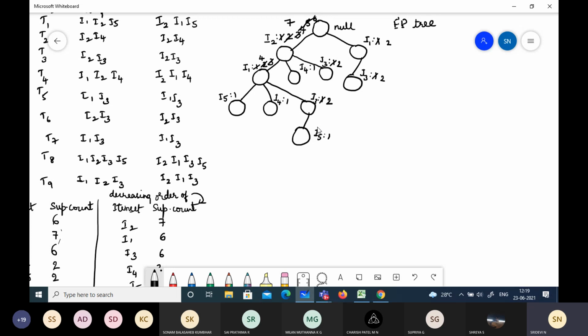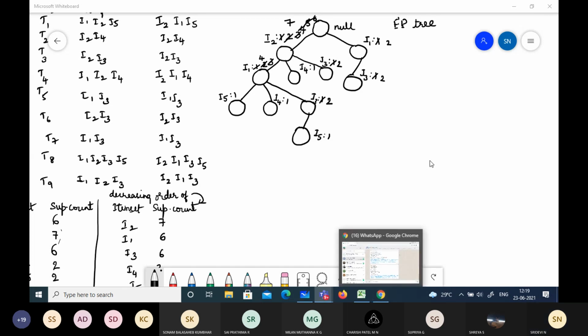Is it clear till here? It's not that tough. Easy only, isn't it? Okay. Fine with the present representation of the FP tree. Hope you don't have any doubts with this.